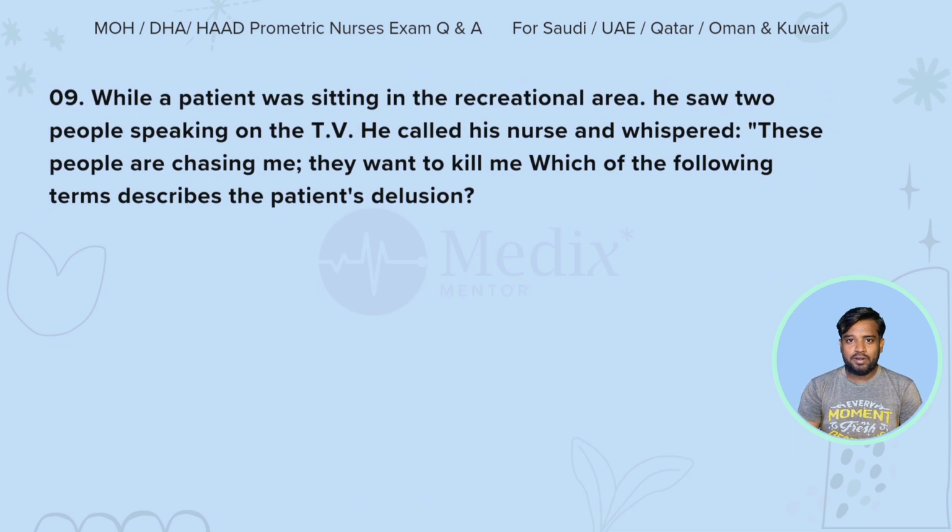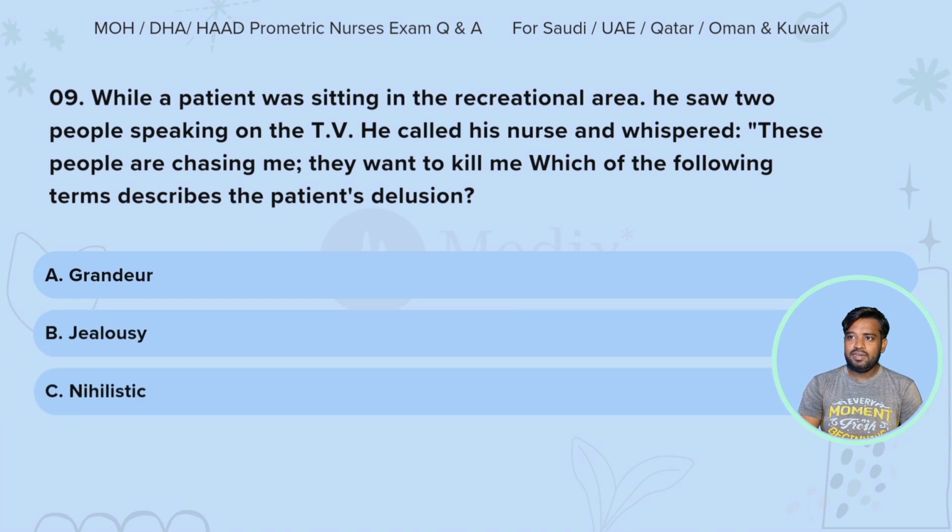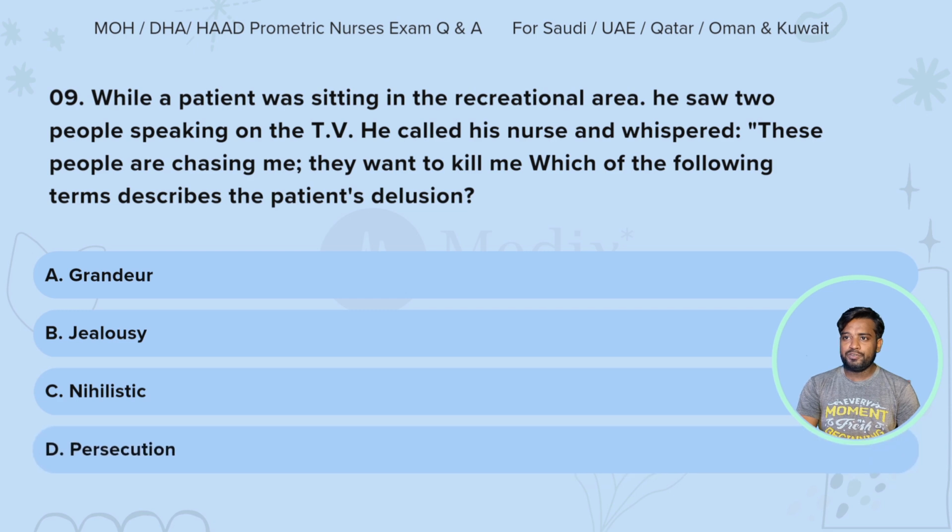Now come to question number 9. While a patient was sitting in the recreational area, he saw 2 people speaking on TV. He called his nurse and whispered, "These people are chasing me. They want to kill me." Which of the following terms describes the patient's delusion? A. Grandeur. B. Jealousy. C. Nostalgic. D. Persecution.